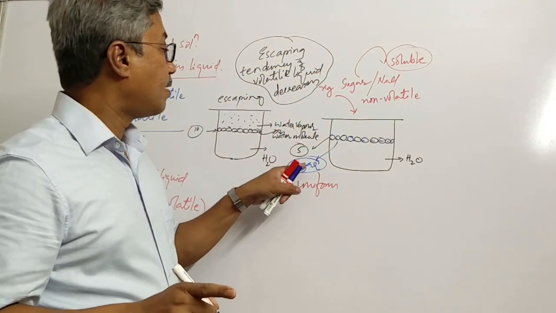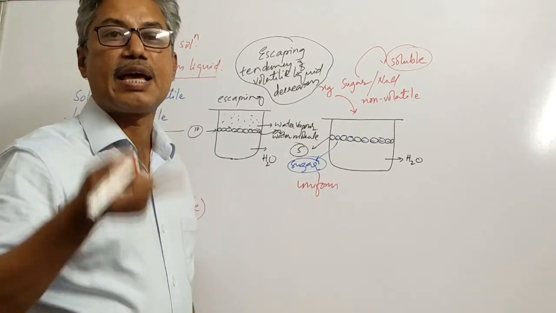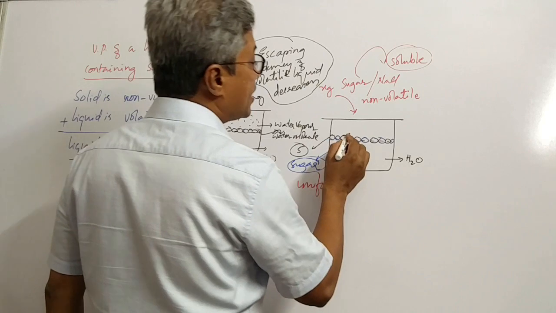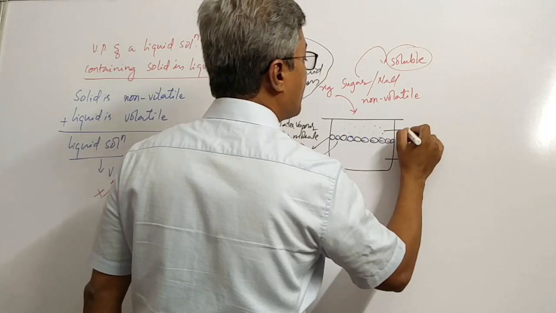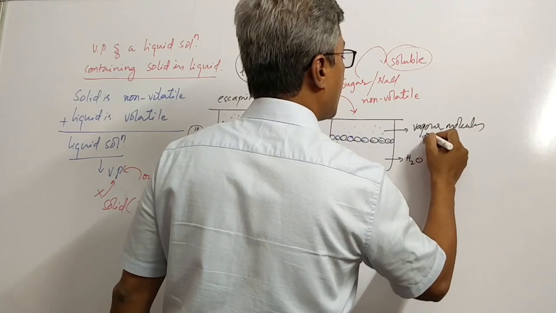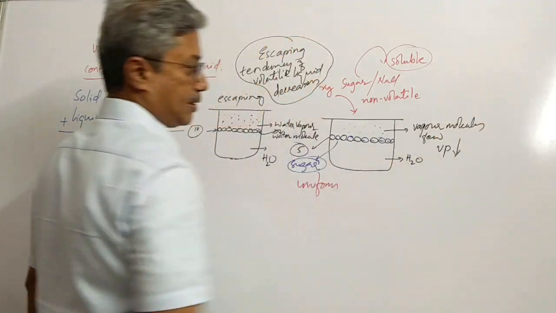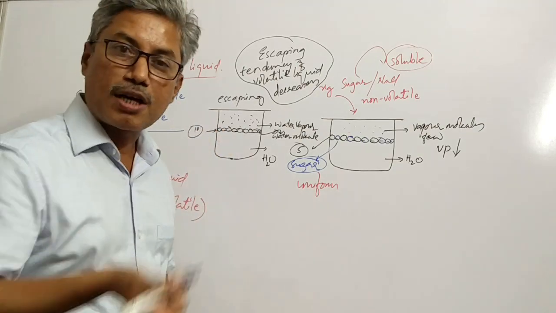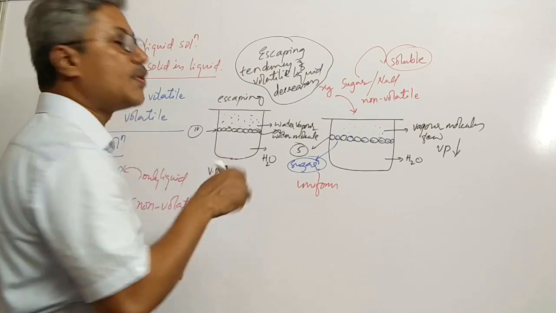What is happening is, when we add a non-volatile solute into a volatile solvent, the escaping tendency of the volatile solvent will decrease. When the escaping tendency of the volatile liquid decreases, the vapor molecules are few. That means vapor pressure decreases. Is it clear students? When only water was there, the number of water molecules escaping were more. Therefore, vapor pressure was high. It was more.